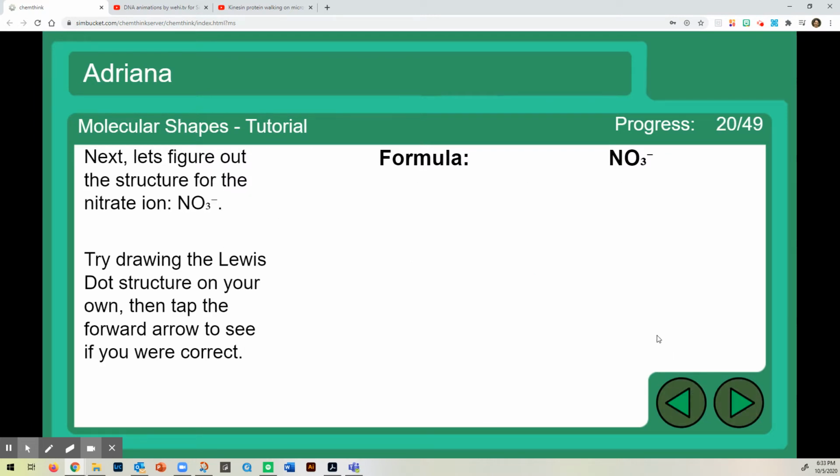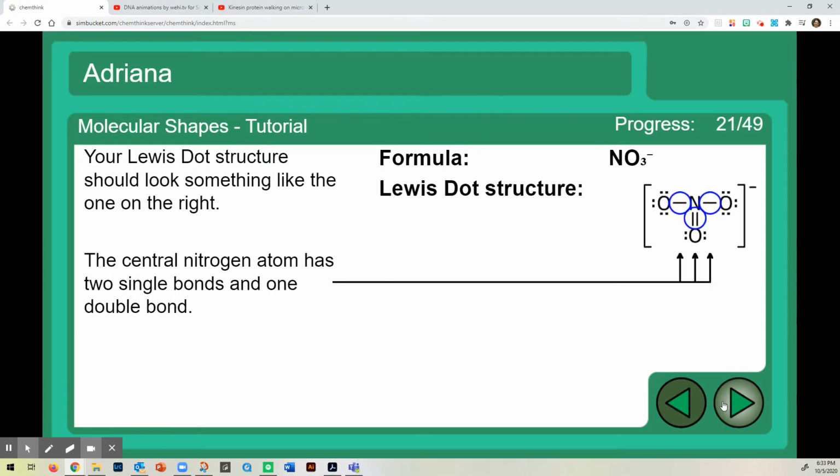Let's look at another molecule. Let's talk now about the ion NO3 negative, or nitrate. We have not talked about what are called polyatomic ions yet, but we will soon. It says let's try drawing the Lewis dot structure on our own, but I'm actually going to just continue for the sake of time. This is what a Lewis dot structure of the nitrate ion would look like. Note that it's got one extra electron, and so that's why it has this negative sign right here. This polyatomic ion has one extra electron.